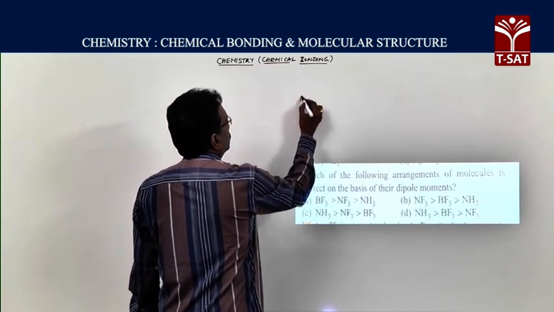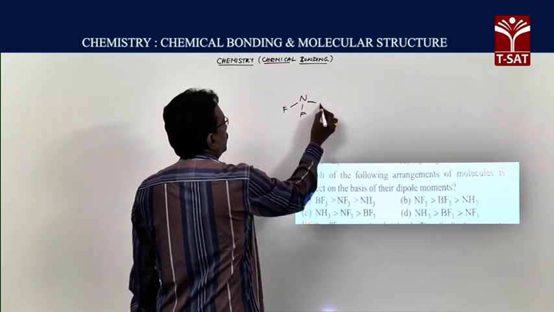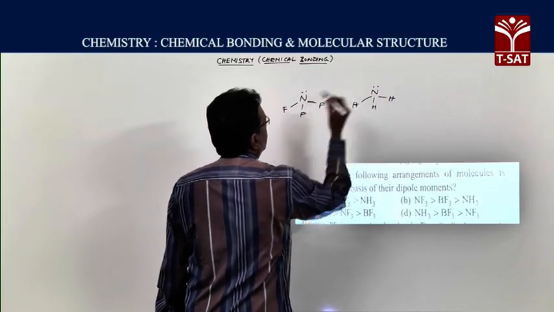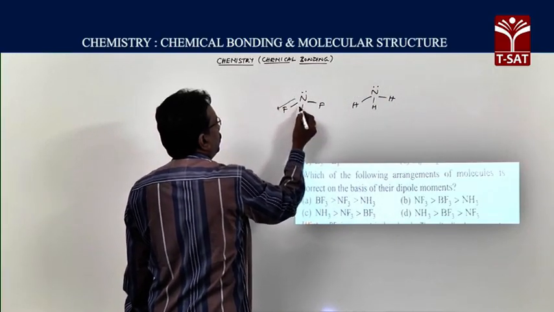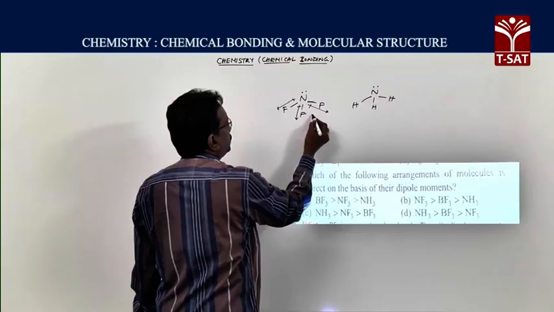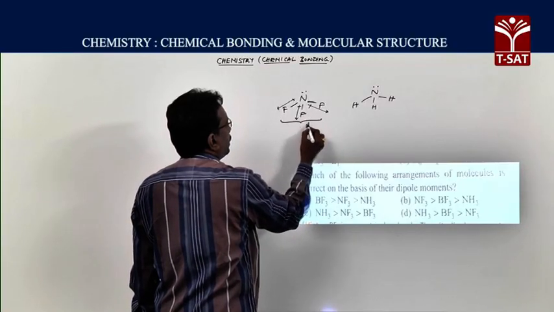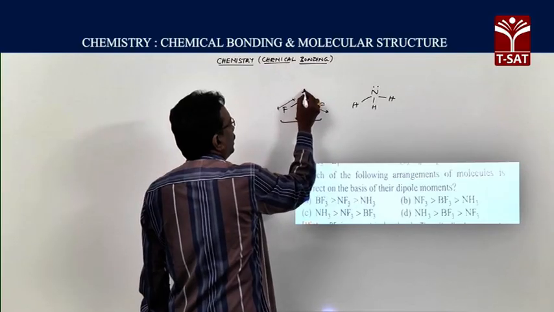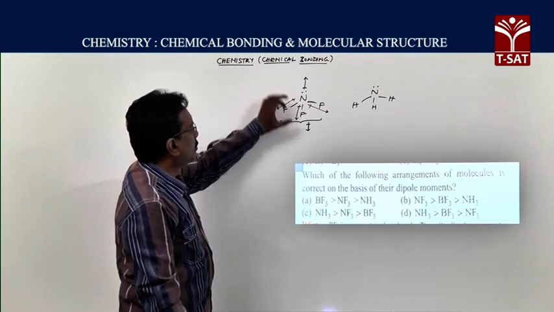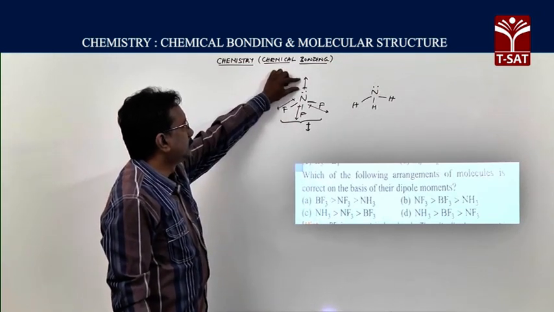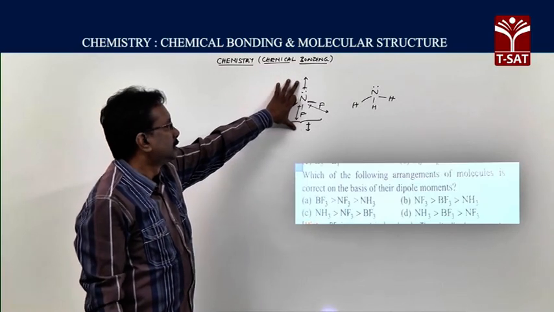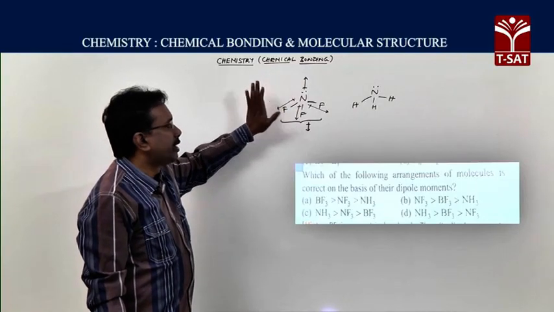So NF3 and NH3, each with a lone pair. Here in NF3, fluorine is more electronegative, and the resultant of these three bond moments is in this direction. But the lone pair is there, and this lone pair is always away from the central atom. Now if you observe the resultant of these bond moments and the lone pair moment, both somewhat cancel out. Not 0, but definitely it has some value.